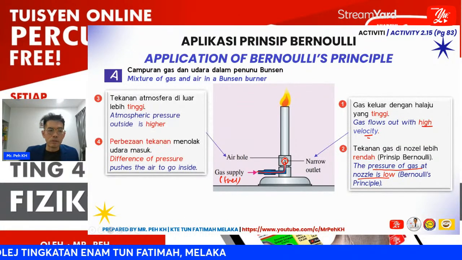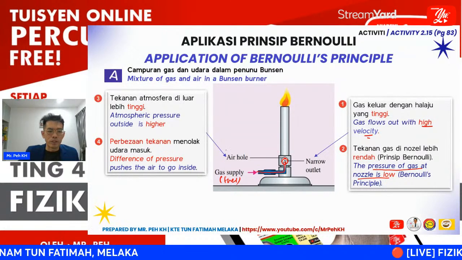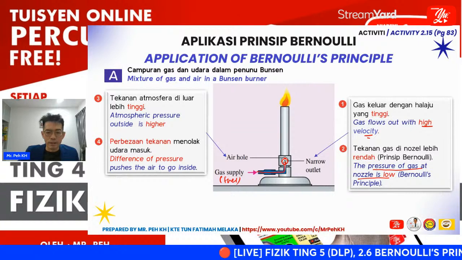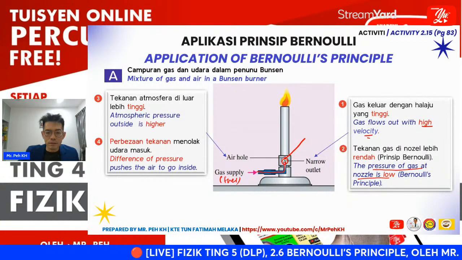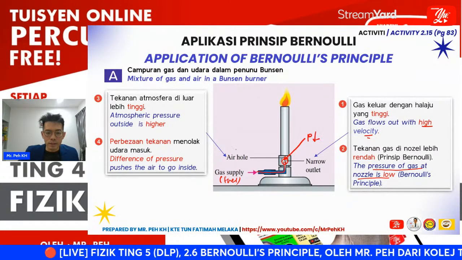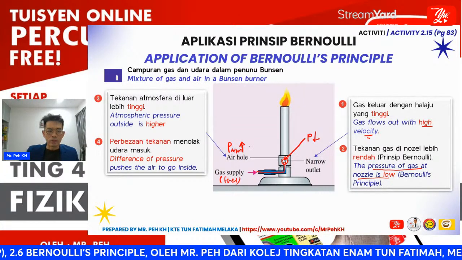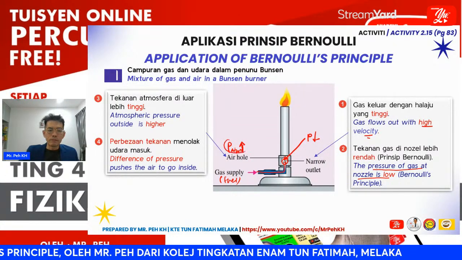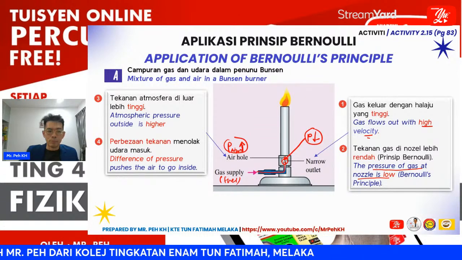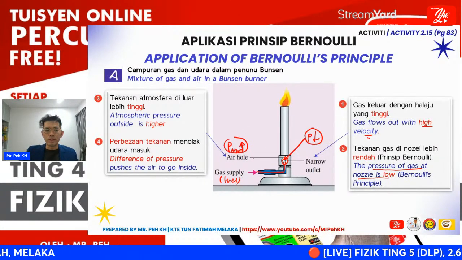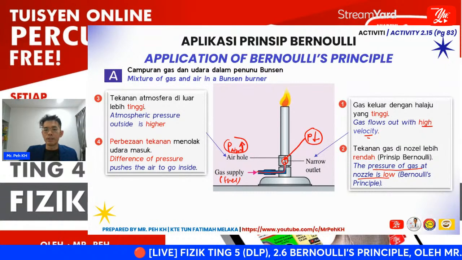Then next will be the part of the air. Here the atmospheric pressure outside is higher. So when the pressure at the nozzle is lower, then the atmospheric pressure is higher. So a pressure difference is produced and a force will be produced to push the atmospheric pressure, or the air outside, into the Bunsen burner.